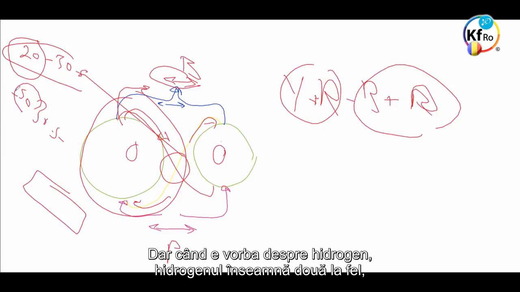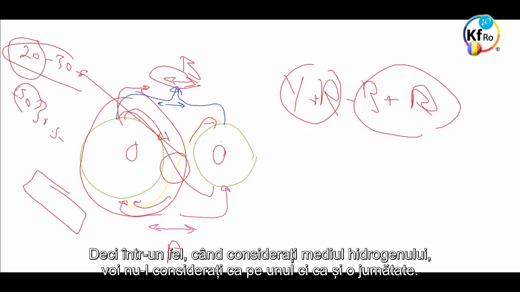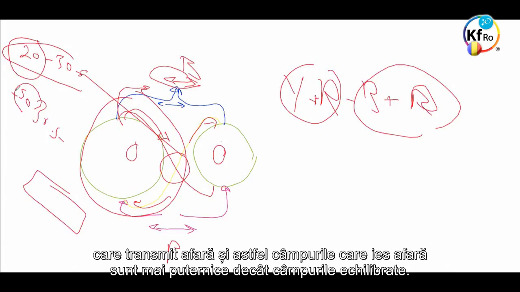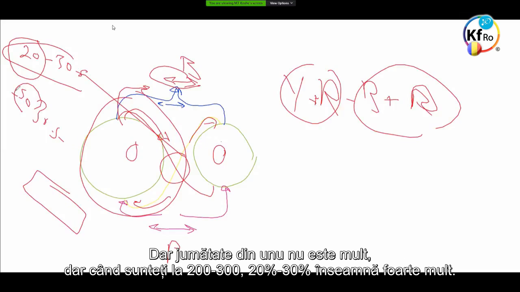But when you have hydrogen, hydrogen is about two of the same, which is about 50% reduction. So in a way, when you consider hydrogen environment, you consider not as one, you consider as half. But when you go, on the other hand, to high atomic mass, you go back in the same position, because you have too many neutrons which are giving out, so the field coming out is much stronger than the balance field. And then you go back again, sometimes up to 30 to 50%. But half of one is not much, but when you are in 200 and 300, 20%, 30% is a lot.